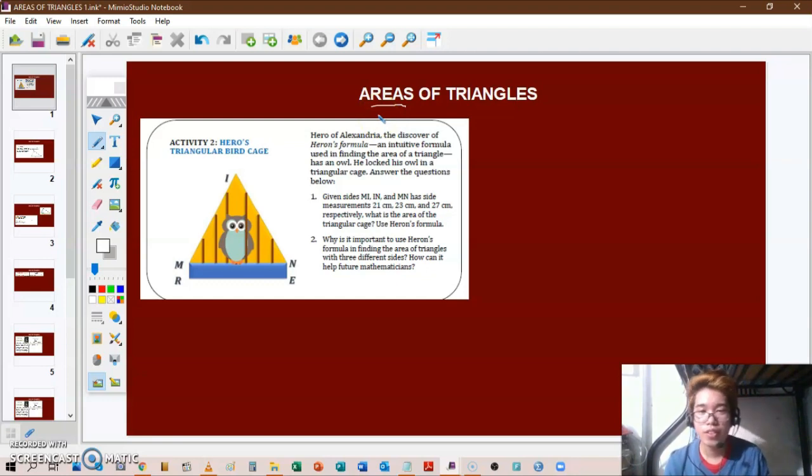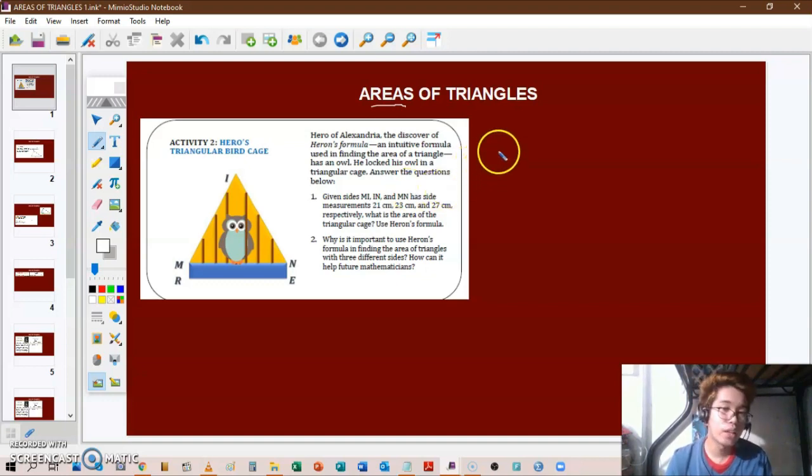We have here Hero of Alexandria, the discoverer of Heron's formula, an intuitive formula for finding the area of a triangle. He has an owl. Let's say this is Hero's owl. He locked his owl in a triangular cage, so we need to answer the question. Given sides MI, IN, and MN, with side measurements 21 centimeters, 23 centimeters, and 27 centimeters respectively, what is the area of the triangular cage? So we want to know the area of triangle MIN.